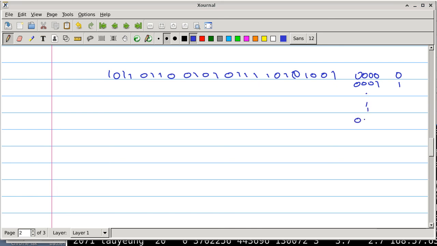Then 0111 is 7. Oops, 1000 is 8. 1001 is 9. 1010 is 10. But in base 16, we don't want to write it as 1, 0, because if we're using base 16, a single digit can represent from 0 to 15.